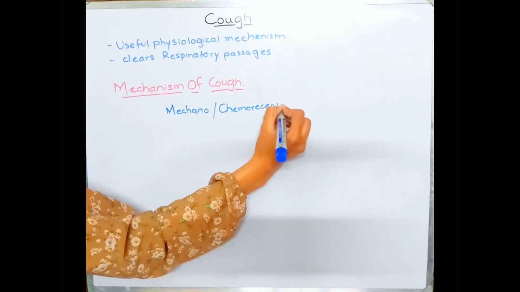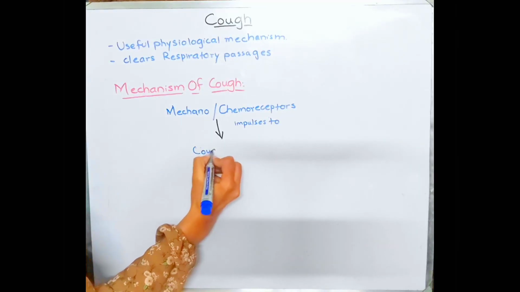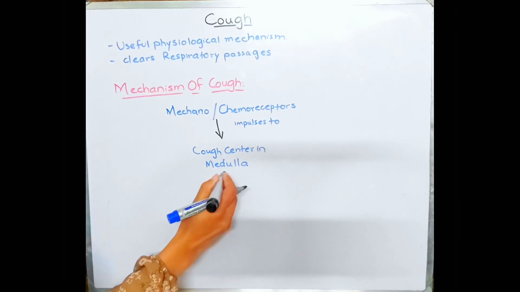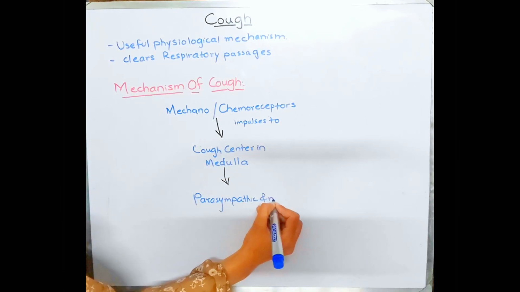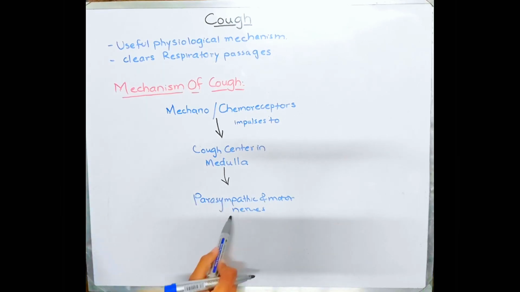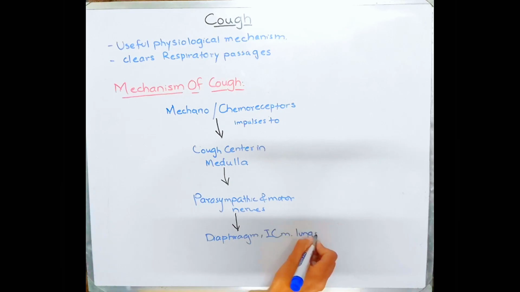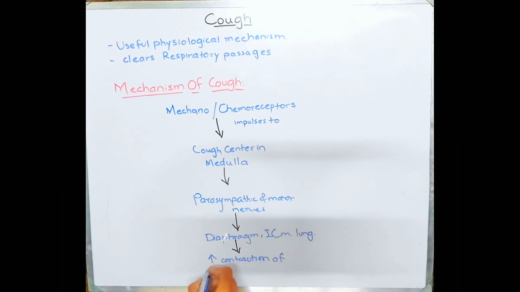Stimulation of mechanoreceptors and chemoreceptors sends afferent impulses to the cough center that is present in the medulla. This sends efferent impulses via the parasympathetic and the motor nerves to the diaphragm, intercostal muscles, and the lungs. Then this causes increased contraction of the diaphragmatic, abdominal, and intercostal muscles, that are the rib muscles. And this causes the noisy expiration that is referred to as cough.